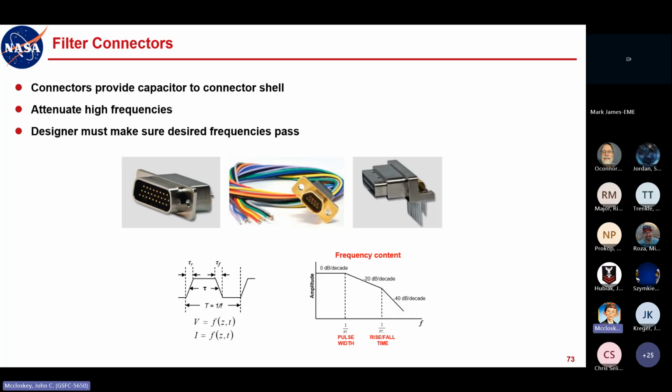But again, yeah, the designer must make sure the desired frequencies pass, right? These things are not all created equal. If you've got a SpaceWire interface running at 100 megahertz, you don't really want to be filtering that at 10 megahertz or what have you, right?